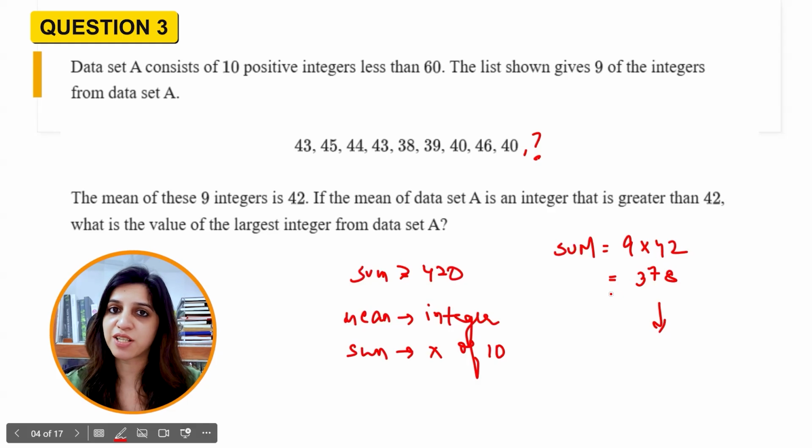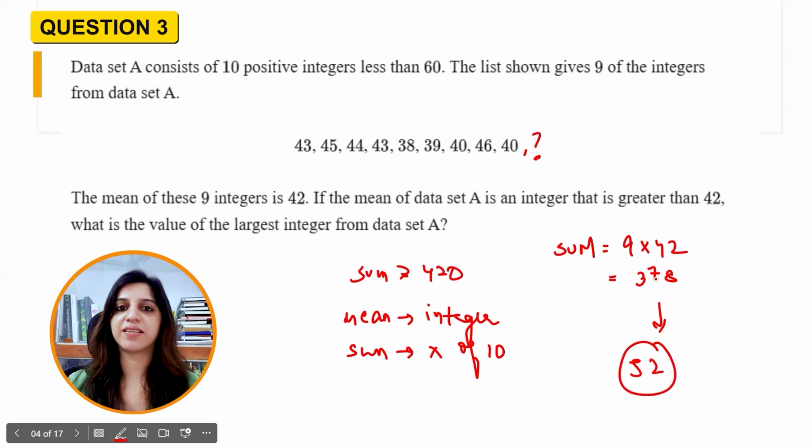Of course, you can use Desmos, very extensively use Desmos. I am not, because I can do these calculations fast, but please use Desmos. So what can I add to 378 so that I get 430? My answer is 50. If I add 50 to 378, the sum becomes 430.